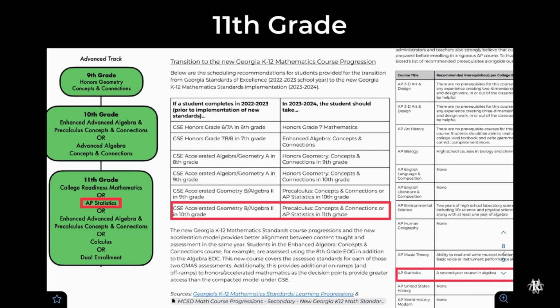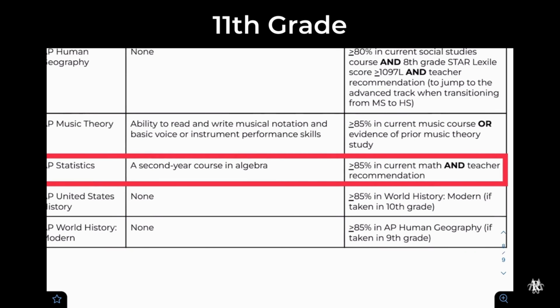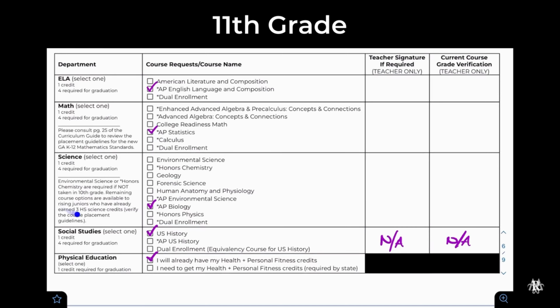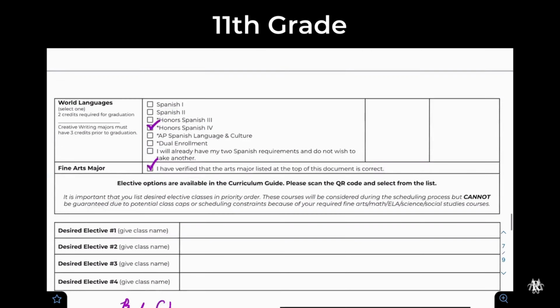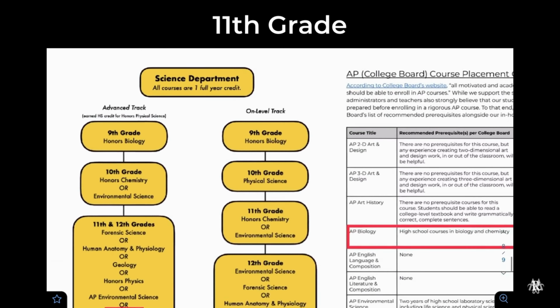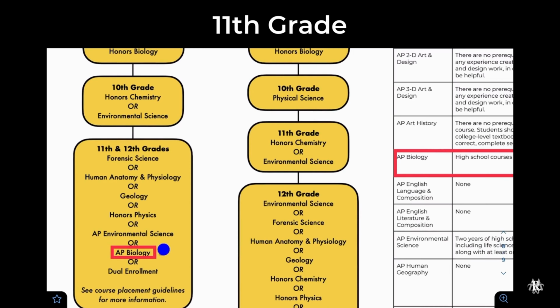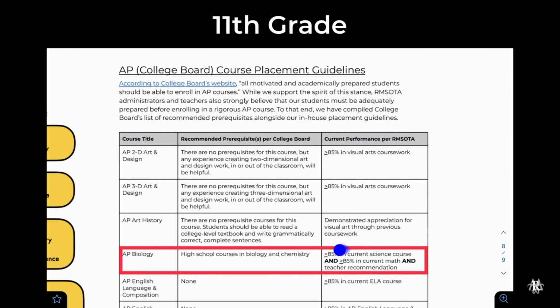Lastly, Wesley checked the AP course placement guidelines. He'll need a teacher recommendation, but he's definitely earning a high enough grade. Now on to science. Wesley is in Honors Chemistry right now, advanced track. Having really enjoyed Honors Biology in 9th grade, Wesley was hoping to take AP Biology. Thankfully, his science and math grades are in good shape. Now to get that teacher's signature.